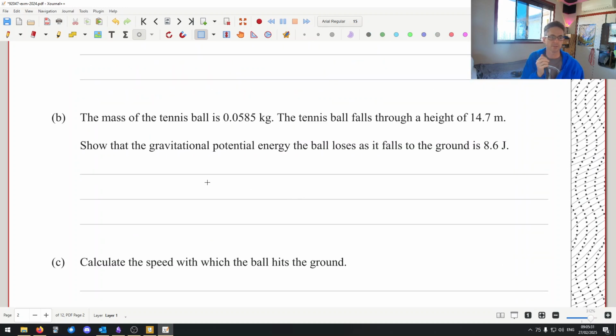The next one is: the mass of the tennis ball is 0.0585 kilograms. The tennis ball falls through a height of 14.7 meters. Show that the gravitational potential energy the ball loses as it falls to the ground is 8.6 joules.